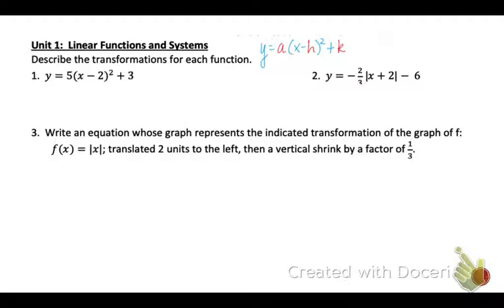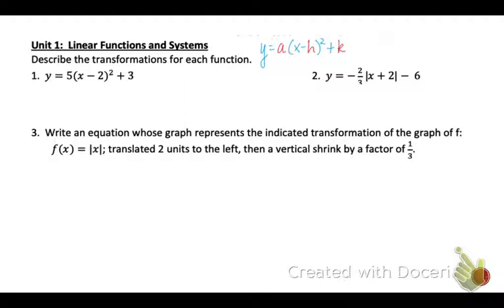So remember that the a value, whether it's in this equation or others, like an absolute value, is going to either reflect the graph if it is negative, or it can cause it to be a stretch, which means the graph will be narrower than the parent, and that a value will be greater than 1. Or it can be what we call a compress or a shrink, and that's if the a value is less than 1. The h value will shift the graph left or right, opposite of what you would think. The k value shifts the graph up or down.